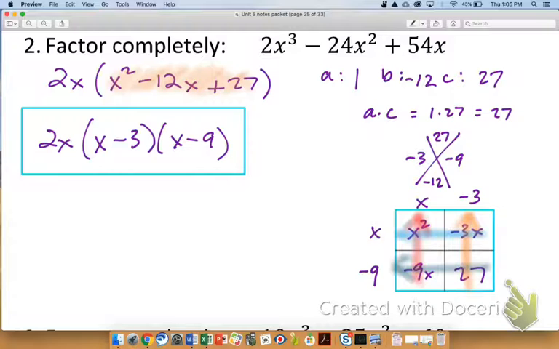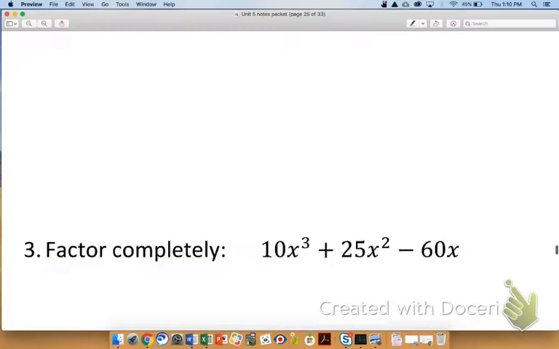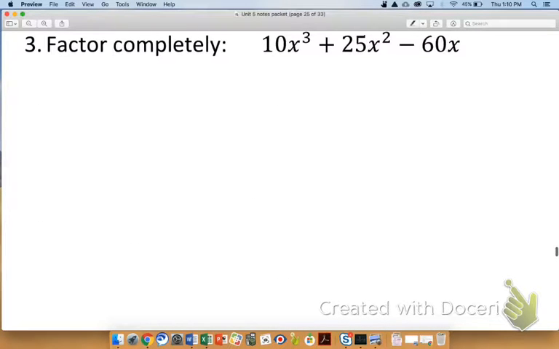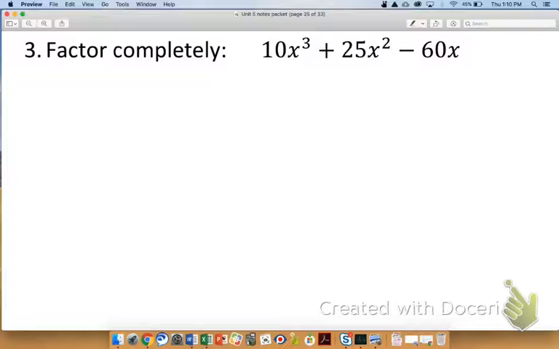Okay, I think I've got one more here. I think number 3 would be an excellent one for you all to try all by yourselves. So see if you can do number 3. Remember, when you're factoring completely, what's the very first thing you do? Factor out the GCF. So please try to factor out the GCF before you do anything else, and then go from there.